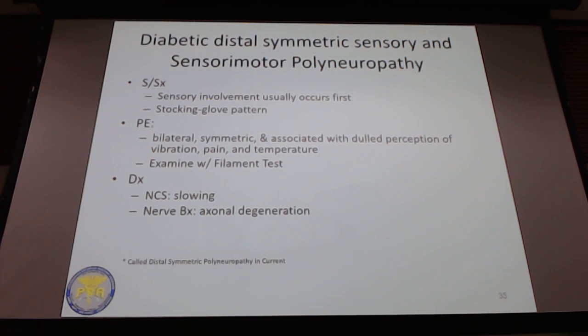So, what does it look like? Sensory involvement usually occurs first. That's stocking glove distribution. I said I hated those buzzwords, but there it is for you. So hands and feet. They get bilateral, symmetric, dulled perception of vibratory pain and temperature, and then the filament test. What's the filament test? You guys know? The graphical, right? The grabbing the paper? Or? No, that's filaments. Oh, so filaments, you guys will see these in family medicine.